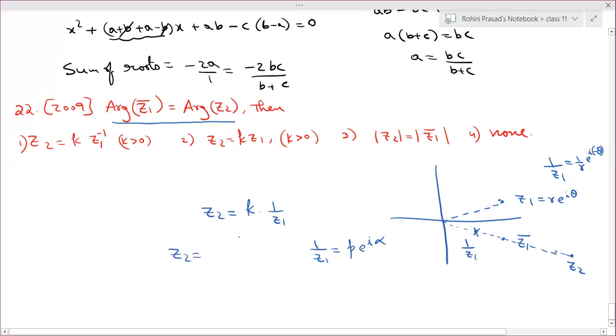So the Z2's argument is also alpha only, but the magnitude is not P, some number should be multiplied. So assume that Q is multiplied, then Q times of P e power I alpha. If you multiply the modulus with Q, then you get Z2. So basically what you are getting, the Z2 equal to some Q times Z1 power minus 1, which is this. So instead of Q, you write K. You can write any arbitrary constant. So that should be the first option.